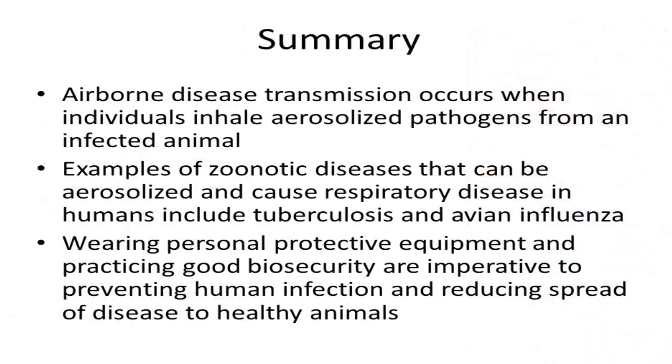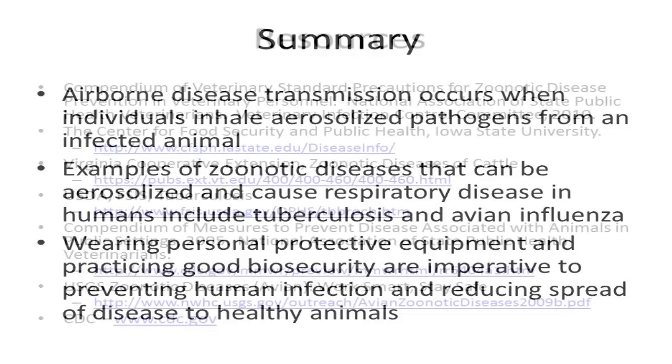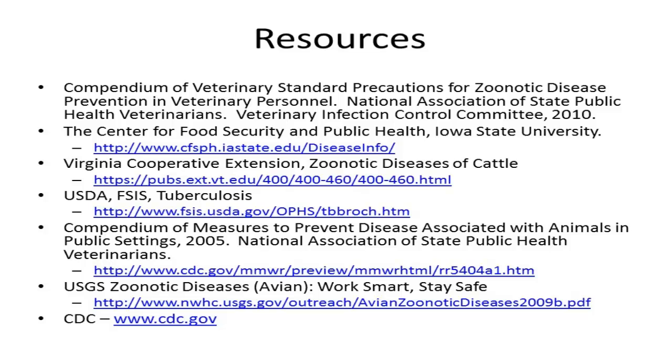In summary, diseases can be spread between animals and humans through airborne transmission. This type of transmission occurs when aerosolized pathogens are inhaled. Aerosolized diseases include tuberculosis and avian influenza, in addition to Q fever, swine influenza, and psittacosis. To protect yourself and others, it is important to wear the correct PPE and practice good biosecurity. Additional information about prevention and control of airborne disease spread can be found at these sites and the reference text noted in this slide.